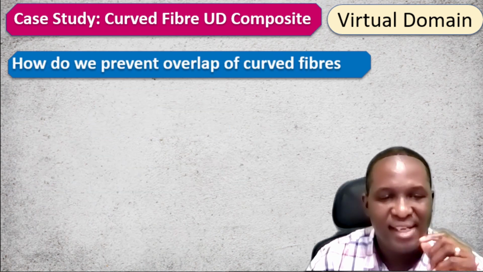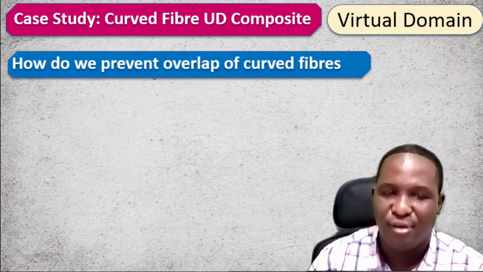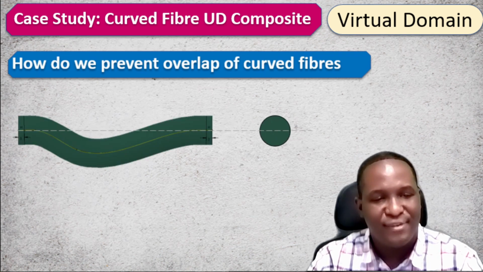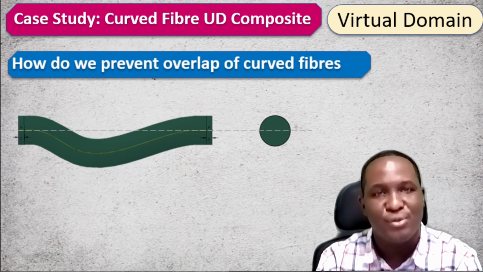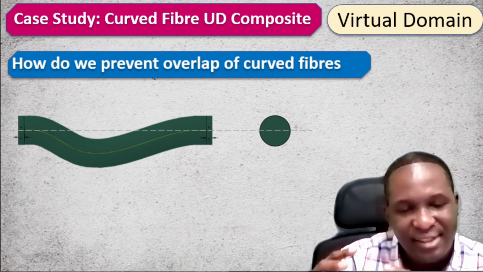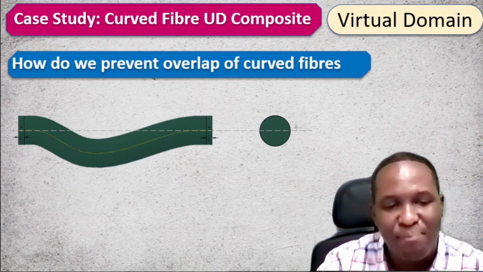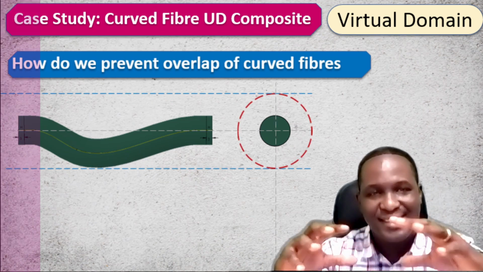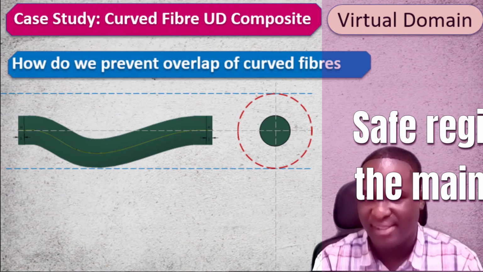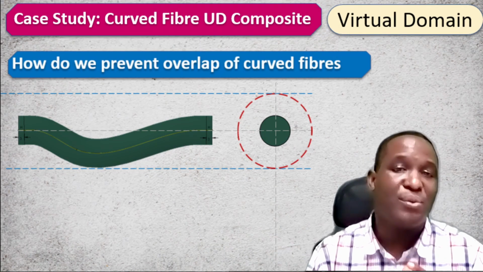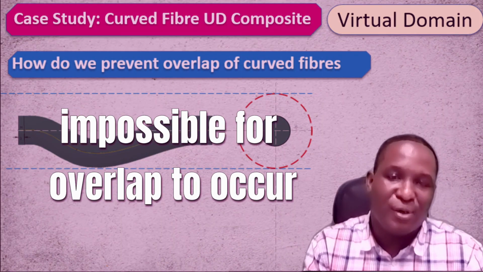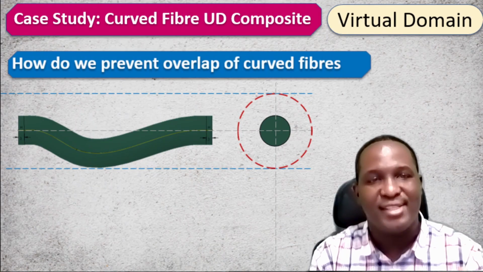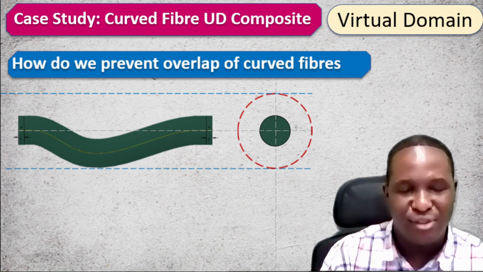The second thing is, how do we prevent overlap of curved fibers? If we go back to the geometry of the spline, the fiber that we want, if you look on the side view of this, you end up seeing that this fiber configuration is circular in the way it is. So what I need to then define is a safe region around the main fiber axis. That safe region will be a region within which it will be impossible for an overlap to occur. So this is a numerical constraint that we're imposing on this model to prevent overlap.